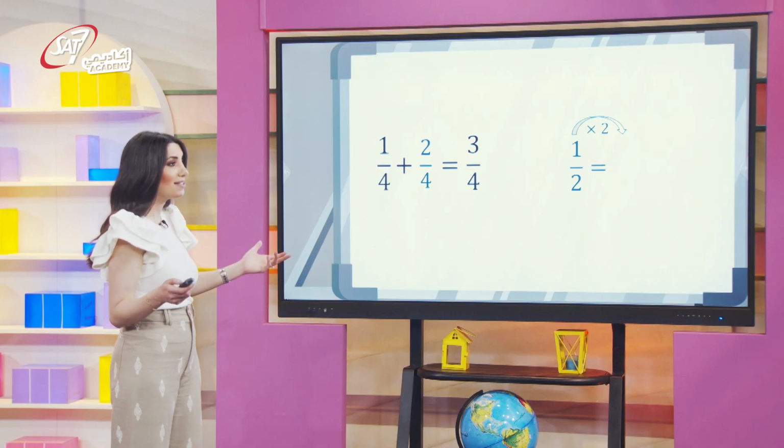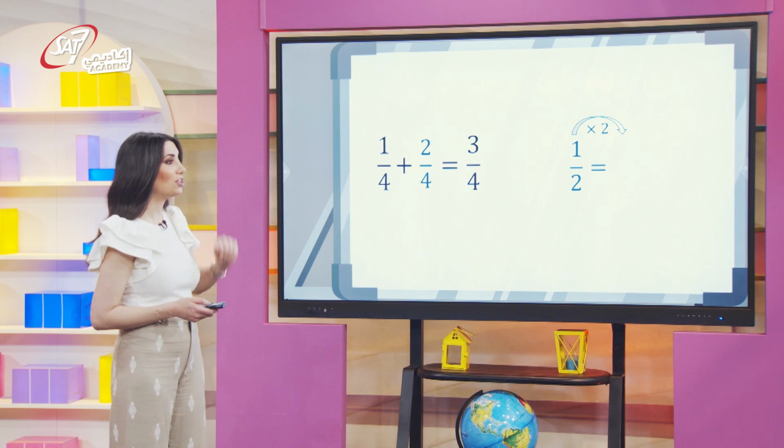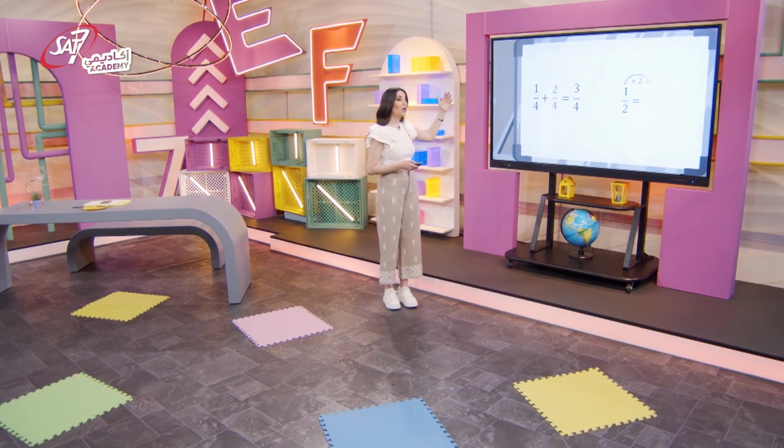Now it makes more sense. We only add the numerators, the numbers above the line, while the denominator remains the same. We do not add 4 plus 4 because our chocolate bar still has 4 segments. Together, we ate 3 pieces out of the 4.